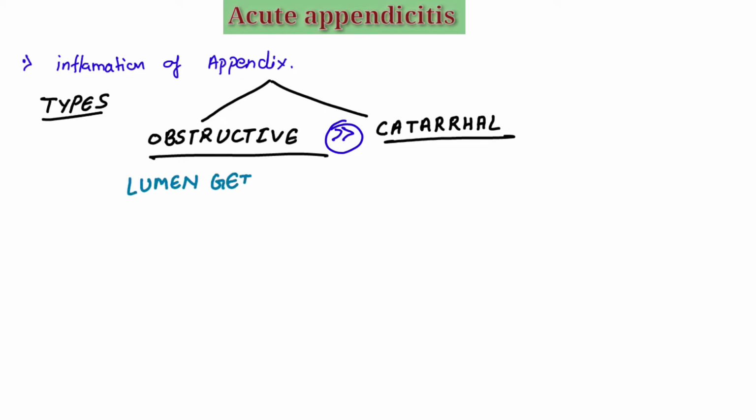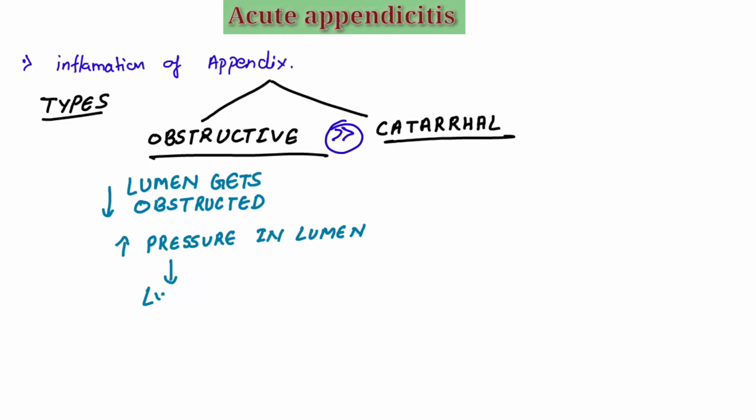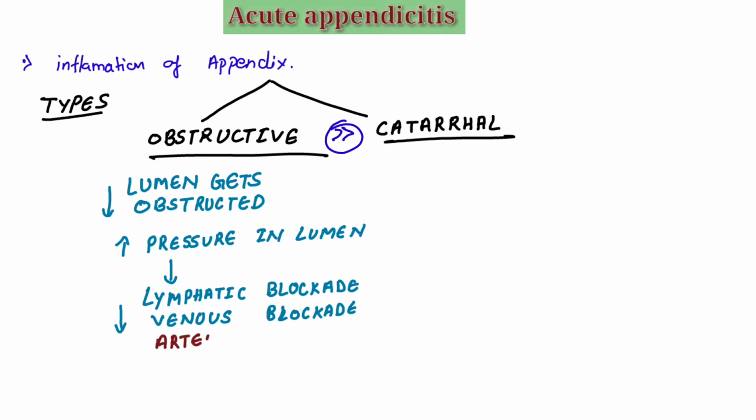If the lumen gets obstructed, then the luminal pressure increases. Because of increased pressure in the lumen, first lymphatic blockade occurs. As the pressure increases more, venous blockade occurs, and finally, because of increased pressure, there is arterial compromise, or there can be perforation. So these are the various steps in acute appendicitis, or this is how acute appendicitis proceeds.